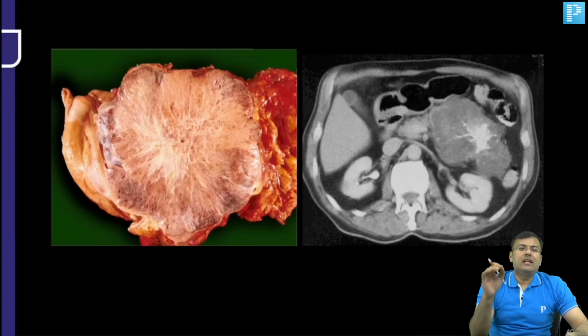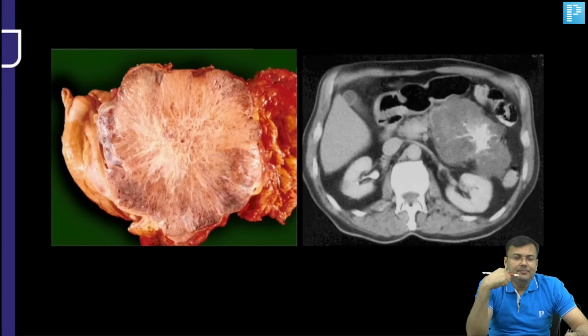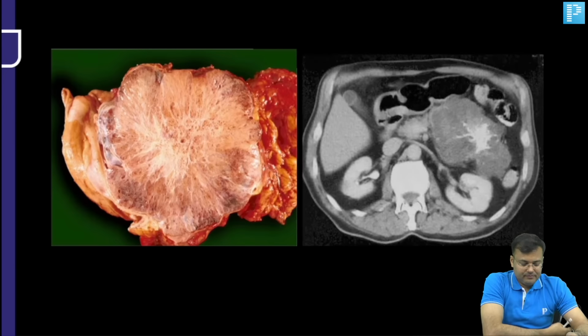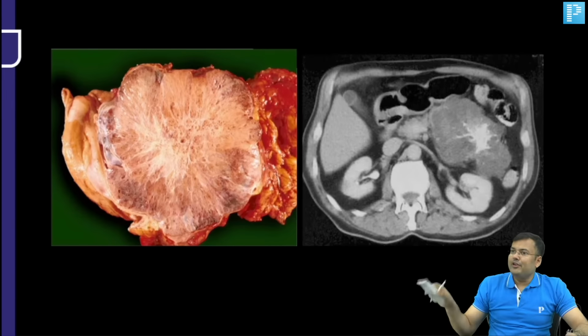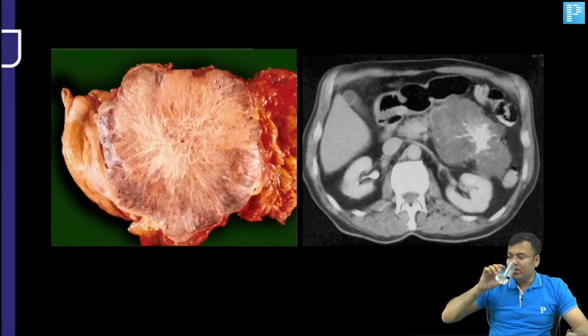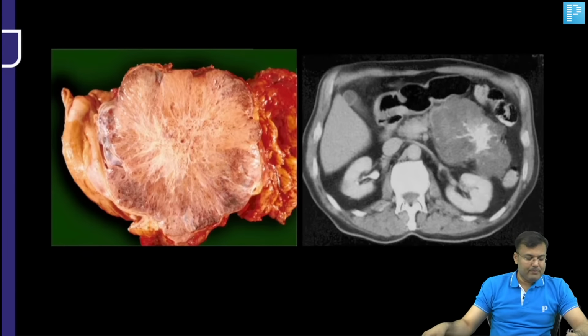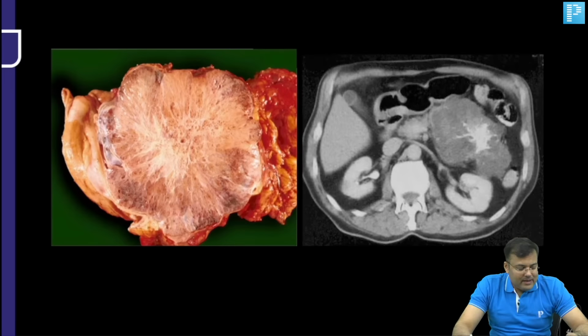Next, tell me what is the answer here. Waiting for your reply. Guys, I am waiting for your reply. Megha, very good, absolutely correct. Manak Ghosh, absolutely correct. This is a cystic lesion.